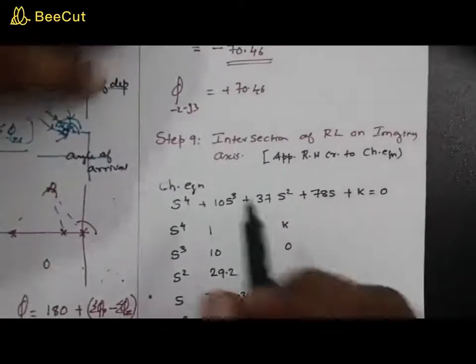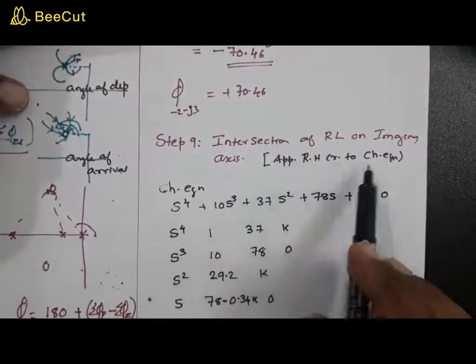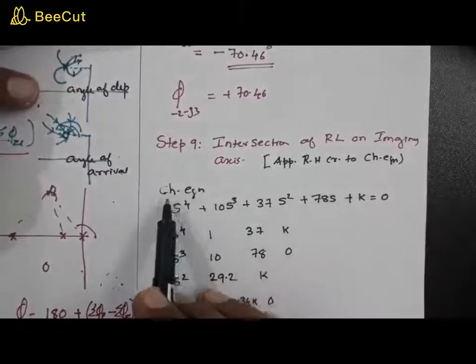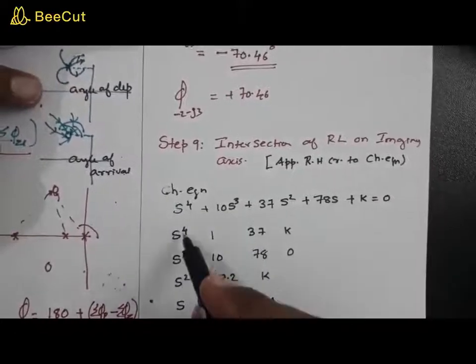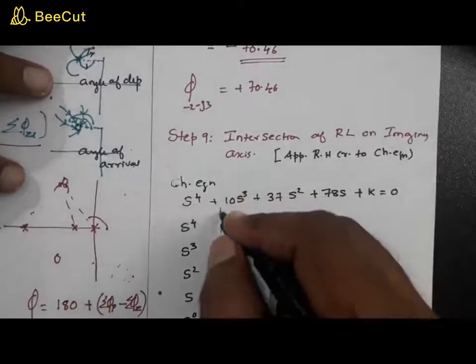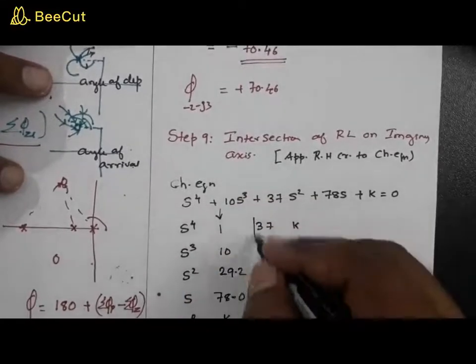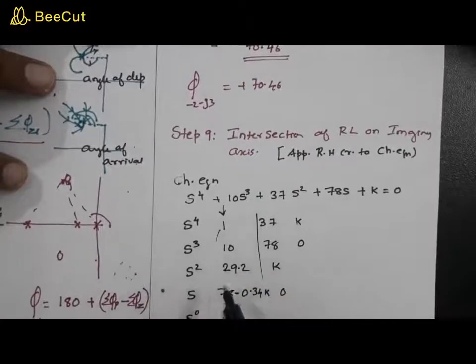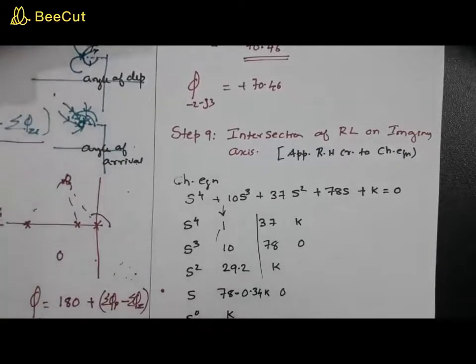Here is the root locus: apply the RH criterion to the characteristic equation. So this is your characteristic equation. Obtain this, all these things you know. Now applying the Routh-Hurwitz criterion on this column, everything is positive. For this to be positive, the condition is 78 minus 0.34 k equal to 0. From this you may find out the k value. We'll be getting this as 229.4.